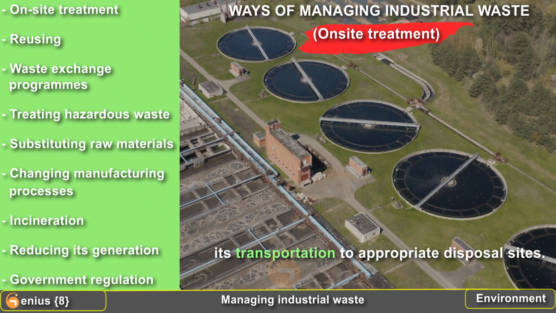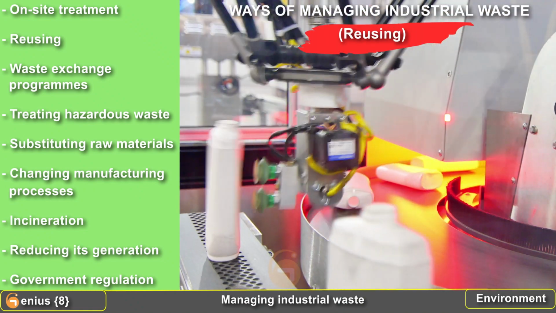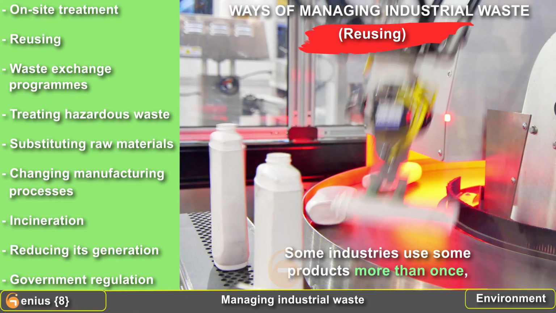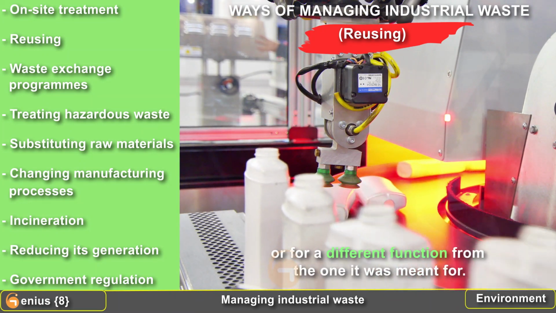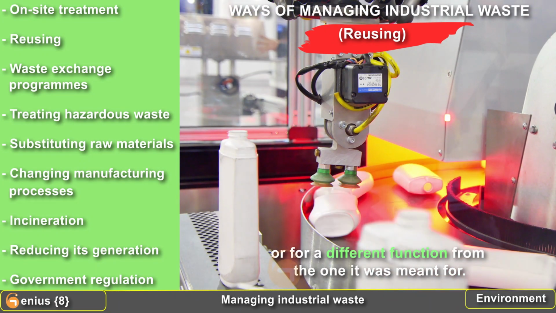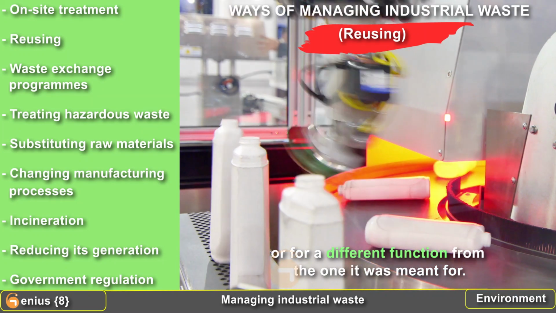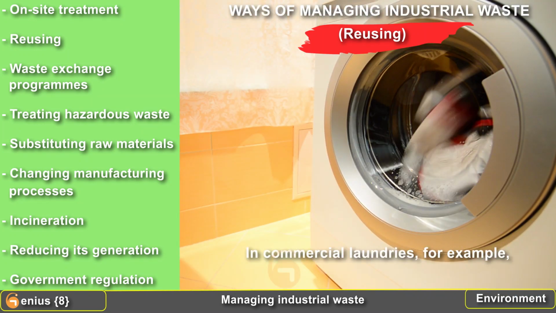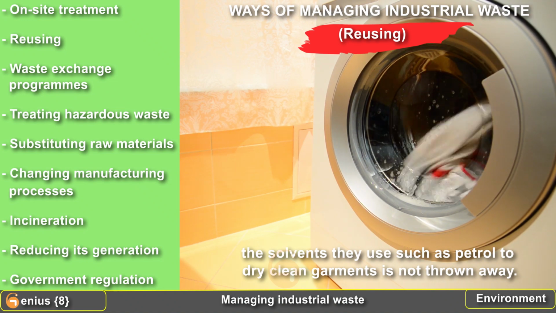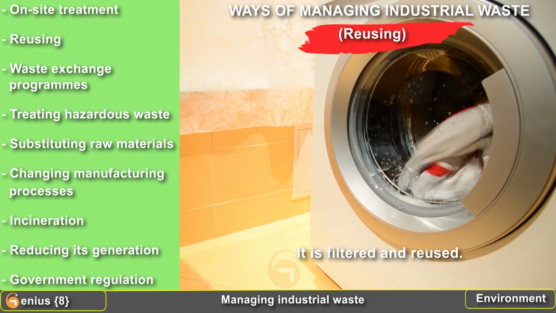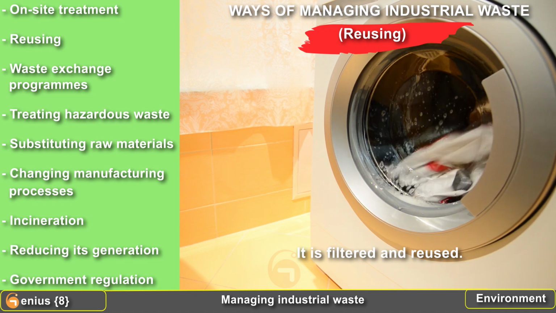Reusing. Some industries use some products more than once, or for a different function from the one it was meant for. In commercial laundries, for example, the solvents they use, such as petrol to dry clean garments, is not thrown away. It is filtered and reused.